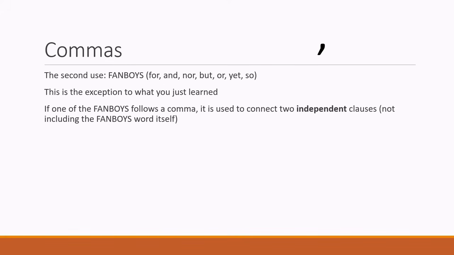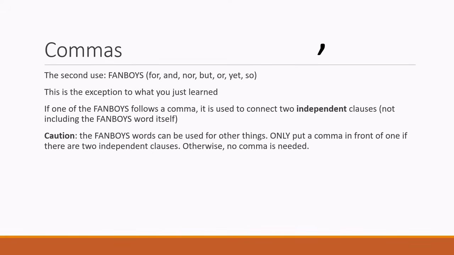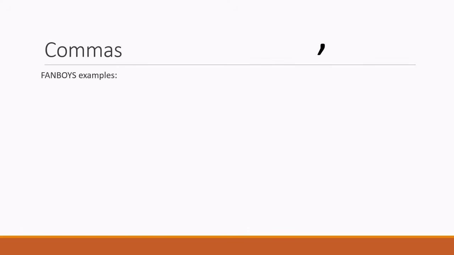And we'll get some examples of that. Just keep in mind that these fanboy words can be used for other things. Only put that comma in front of one if there are two independent clauses on either side of that fanboy and a comma. If they're not, you don't need that comma because it's actually being used for something else.